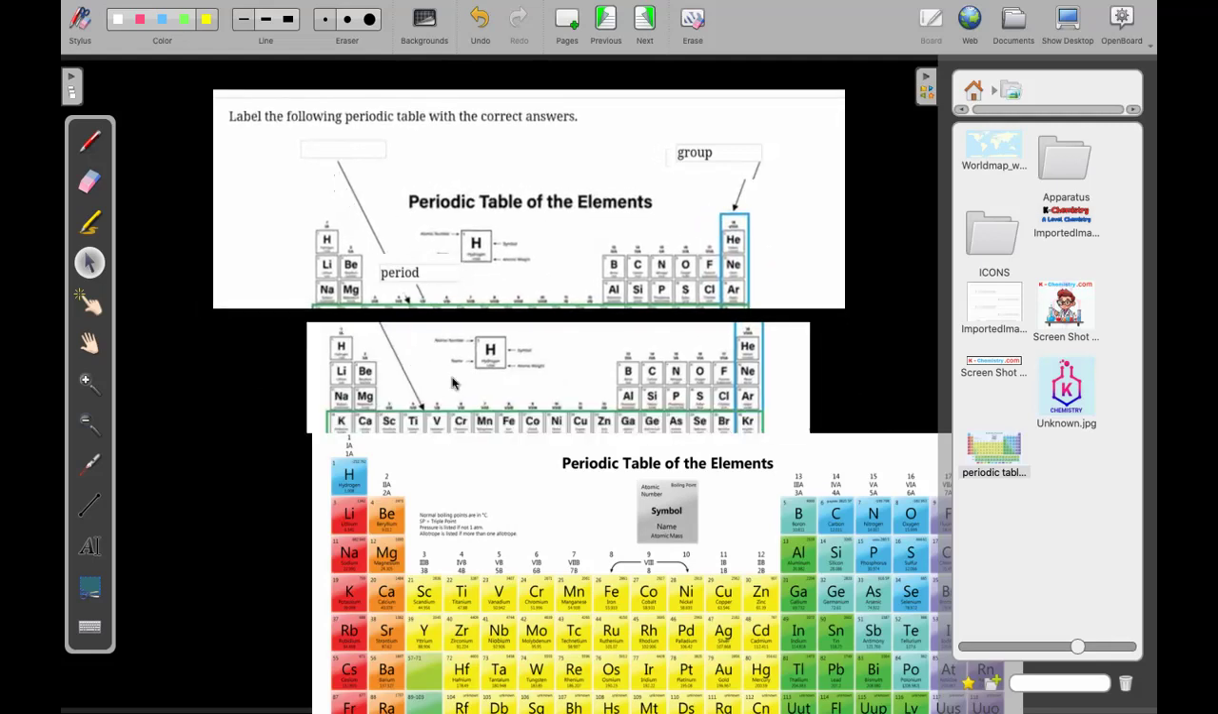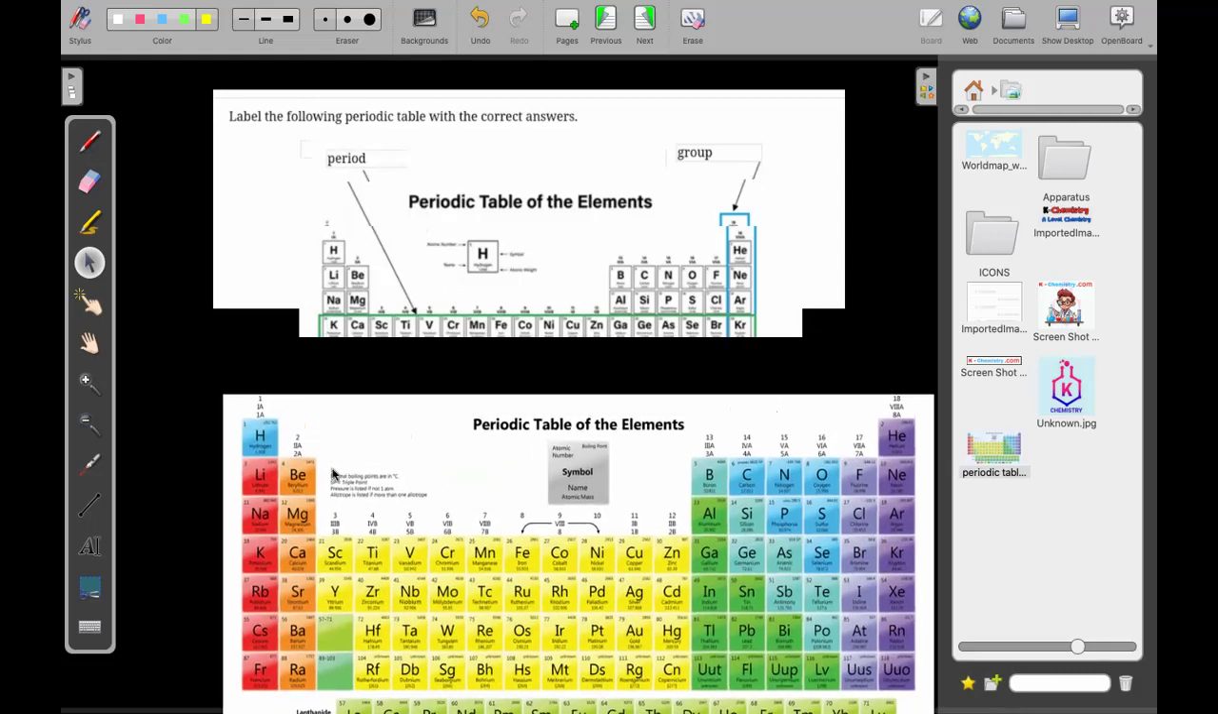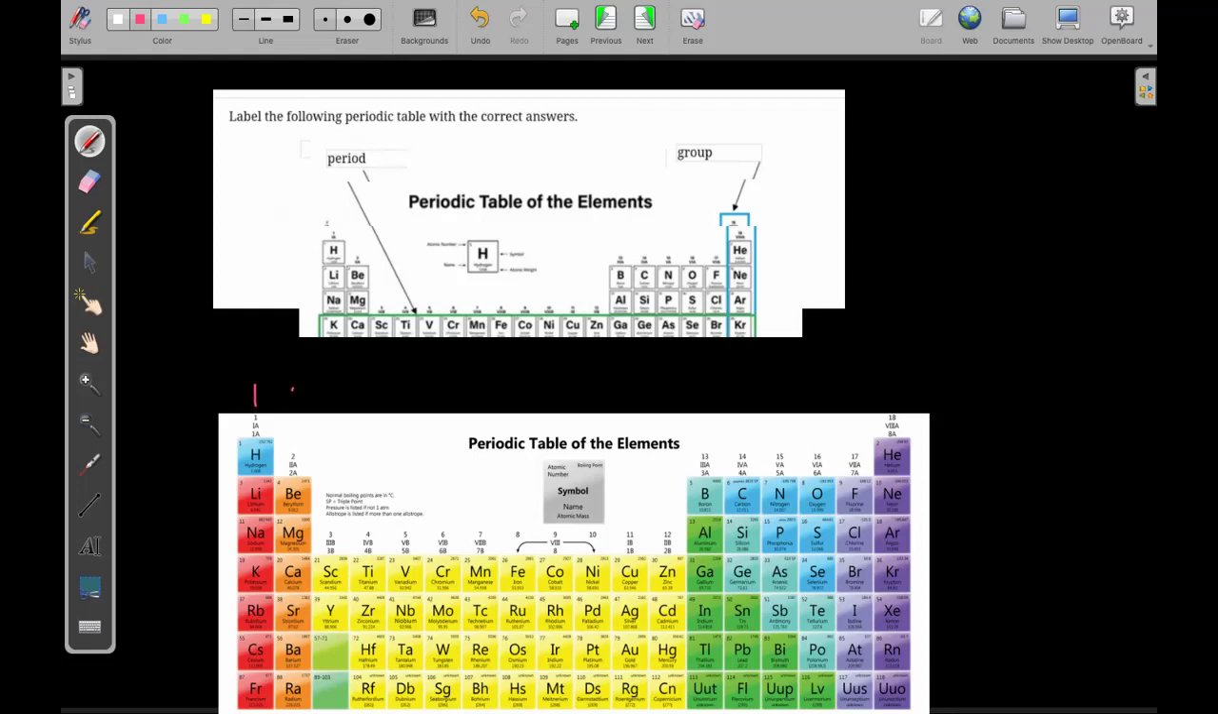And then we are talking about the periods. Periods are rows. So let's see the groups. This is group number 1, this is column number 1. So group 1, group 2, 3, 4, 5. Don't forget we don't put the transition metals in the count. 6, 7, 8. So 8 columns, 8 groups.